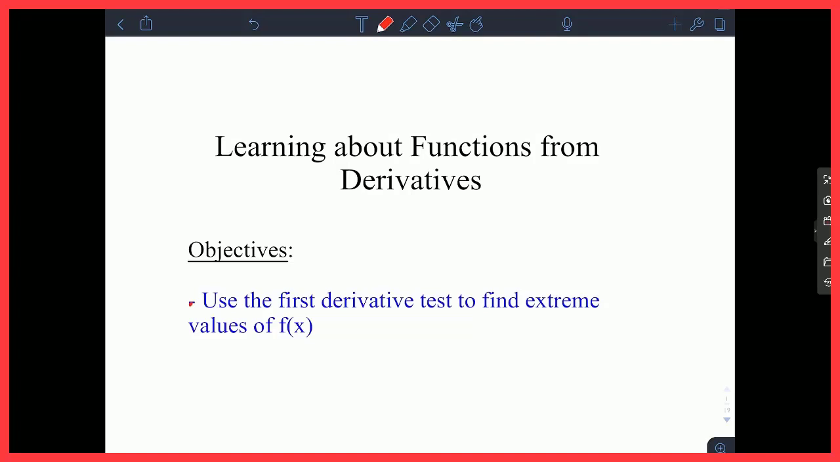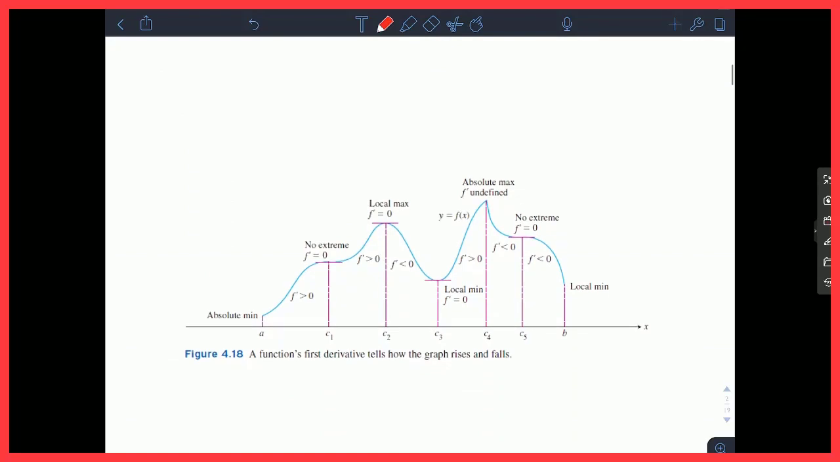But what this section does is it gives it a more formal definition and calls it the first derivative test. So there's not much new information in this section, more just a reiteration of things we already knew, but giving it a more formal twist. All right, let's get started. Here's a picture of how a function's derivative can tell us information about the original function f of x.